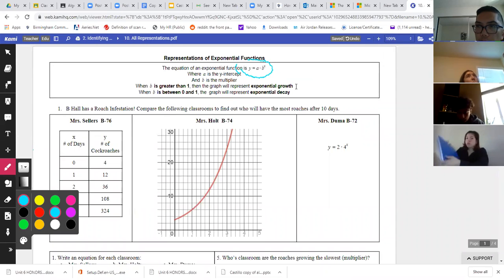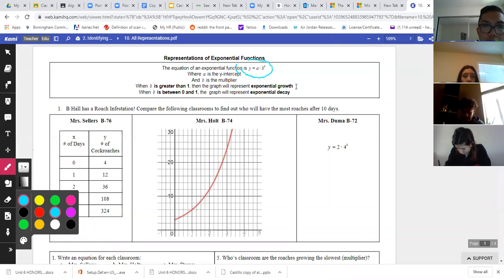So let's look at this first problem, and it's very similar to questions that you have dealt with in the previous worksheets. B Hall has a roach infestation. Compare the following classrooms to find out who will have the most roaches after 10 days. We have 3 different representations: a table, a graph, and an equation. If you look back at what I circled on the top, we need to find 2 things: the y-intercept and the multiplier.